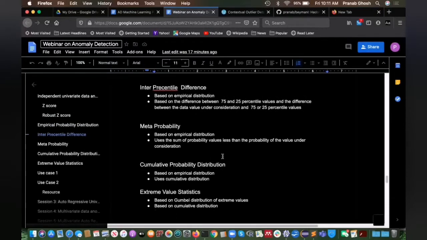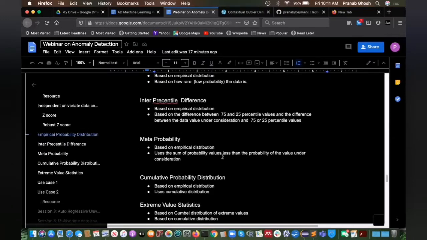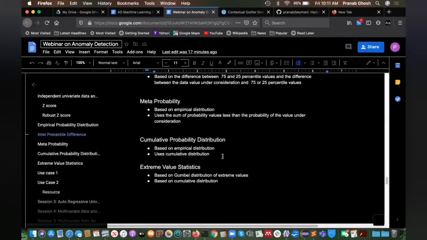Meta probability is something interesting. What you do is you have a data point which has a probability value. Now you go through all the data points that have probability values less than that, then you add them all up. That will correspond to your outlier score. Cumulative distribution is similar to the empirical distribution, except that it's cumulative. So you do a cumulative distribution, and then you define some threshold. For example, you might say that if it's above 95%, it's an outlier, or if it's below 5%, you set some critical values, and based on that you define what your outlier is.